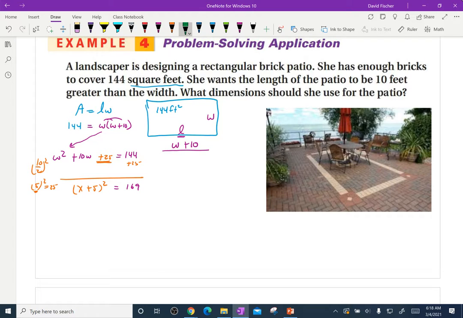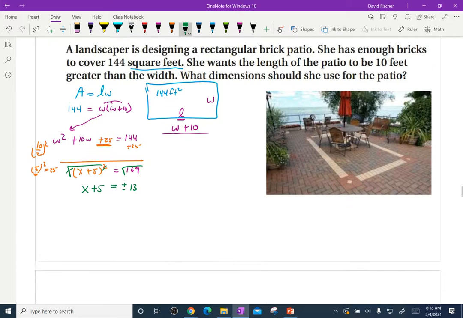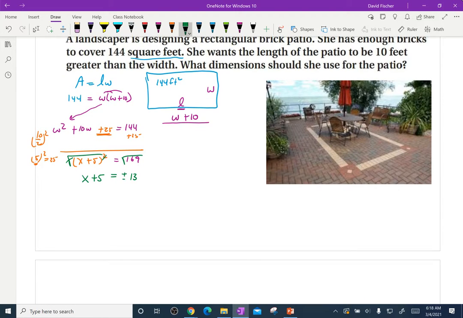Let's get rid of my square. Square root of 169 is plus or minus 13. So now I'm going to write the two problems. W plus 5 equals 13. W plus 5 equals negative 13. Continue solving.